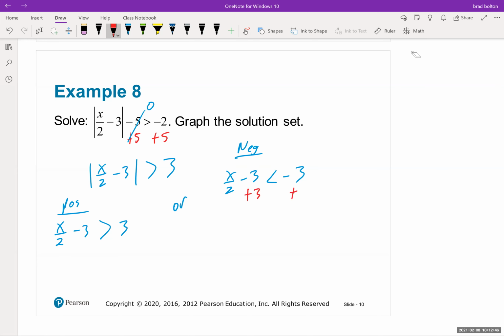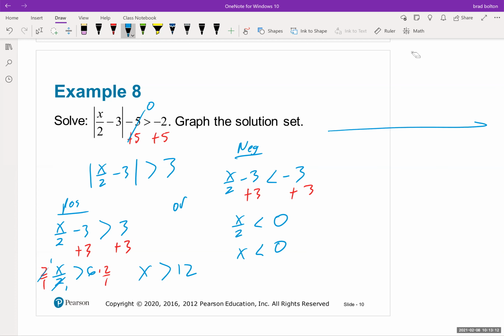So now we add 3, add 3, add 3, add 3. We now have x over 2 is greater than 6. So then we'll end up with times 2 over 1, times 2 over 1. So this will be x is greater than 12. And then this one will be x over 2 is less than 0. So this will be x is less than 0.